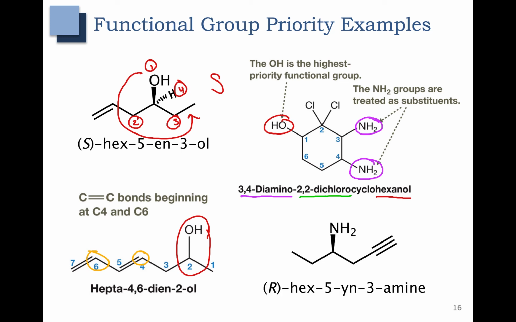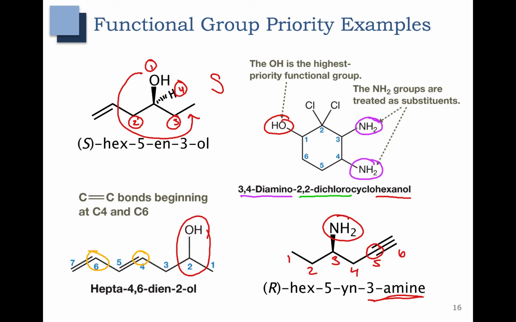In this example, the amine is the priority group. It has priority over the alkyne. So we number to give the amine the lowest number. That means from the left, because if we numbered from the right, we wouldn't get the amine until 1, 2, 3, 4. So we have the amine here at 3. The "yne" or triple bond starts at 5.